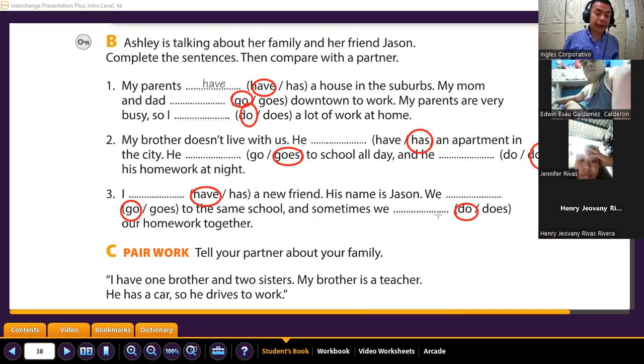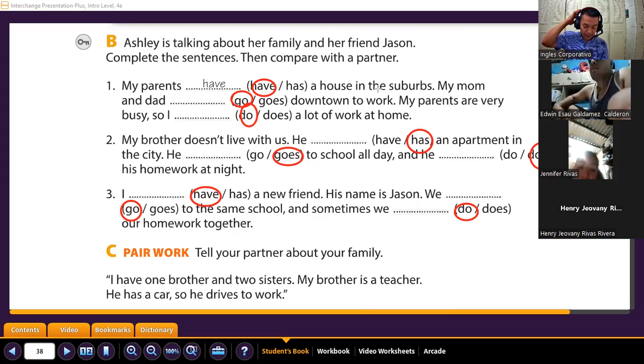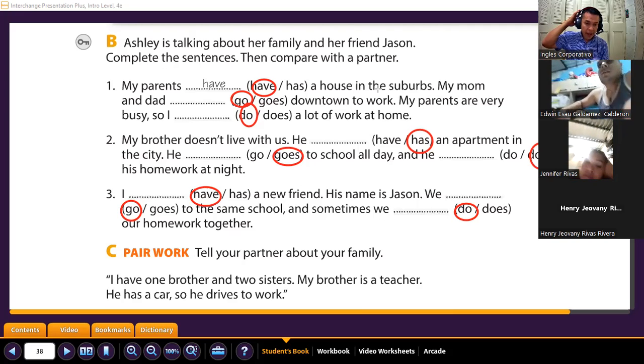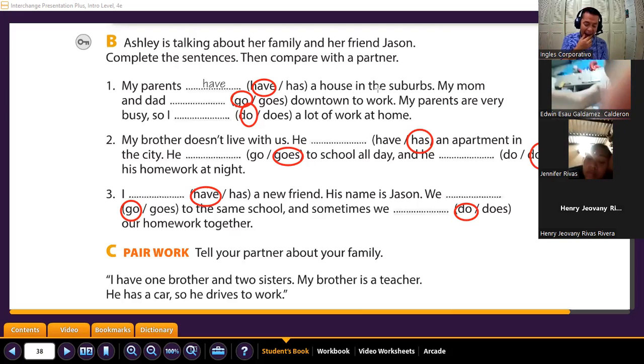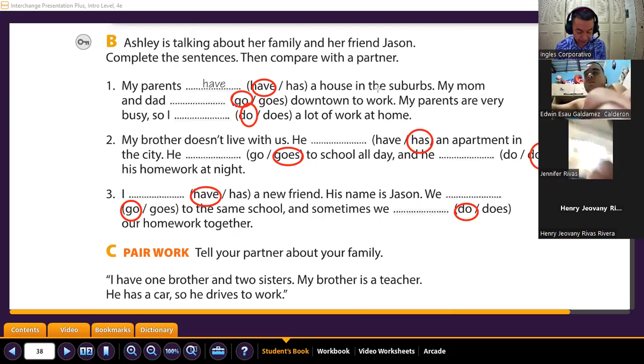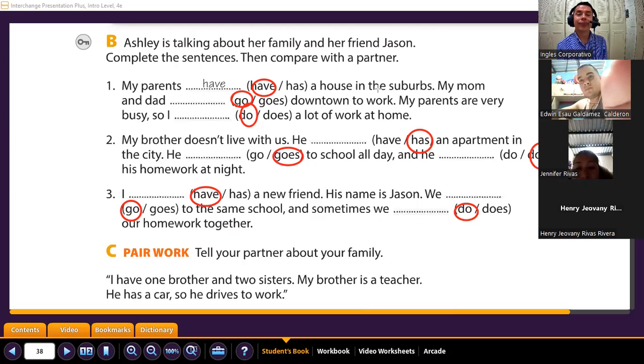Good. Thank you. I forgot it. Giovanni, please, can you read number three for the class? I have a new friend. His name is Jason. We go to the same school and sometimes do our homework together. I think you might copy together, but it's do homework together. You are not going to share the answers from the platform. I'll be watching you on the internet. Okay, good, thank you very much.